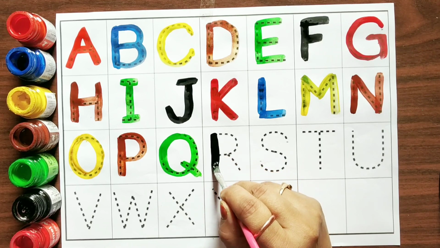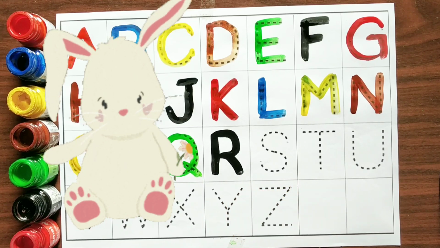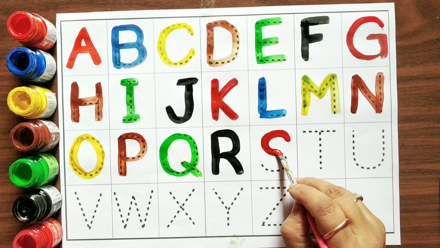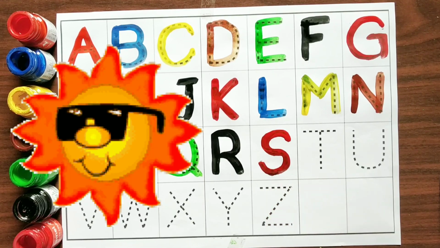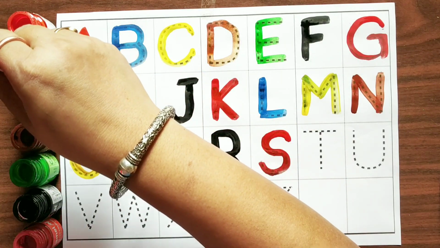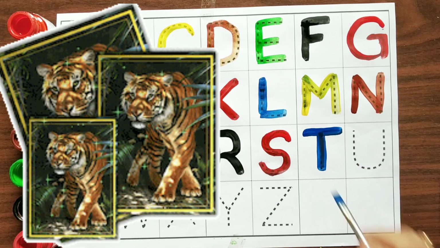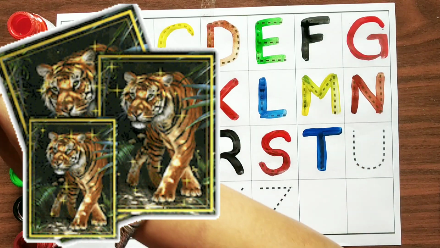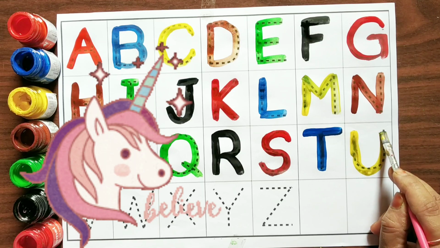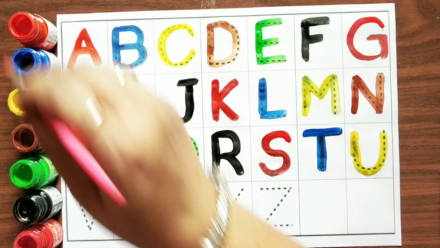Black color. R, R for rabbit. Red color. S, S for sun. Blue color. T, T for tiger. Yellow color. U, U for unicorn. Orange color.